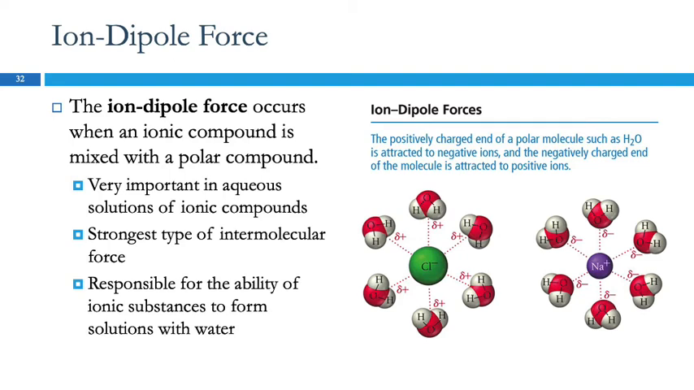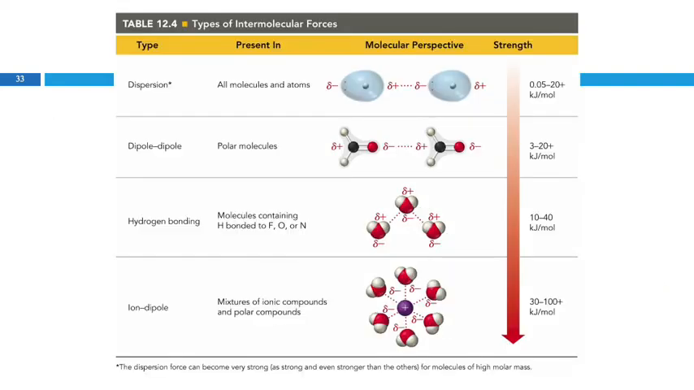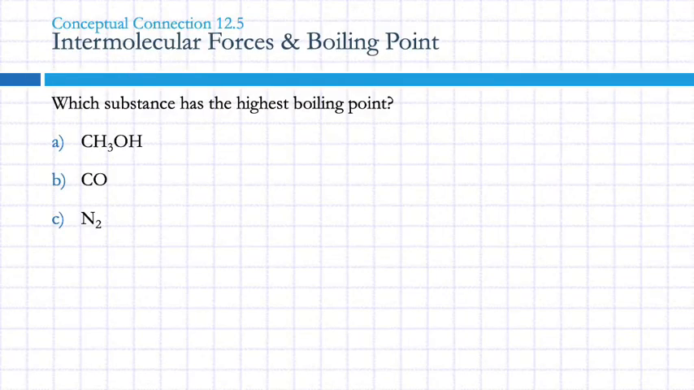Let me know if you come up with anything better. This is a table just showing different types of intermolecular forces, what they're present in, and their relative strengths. Okay, which of these substances has the highest boiling point?